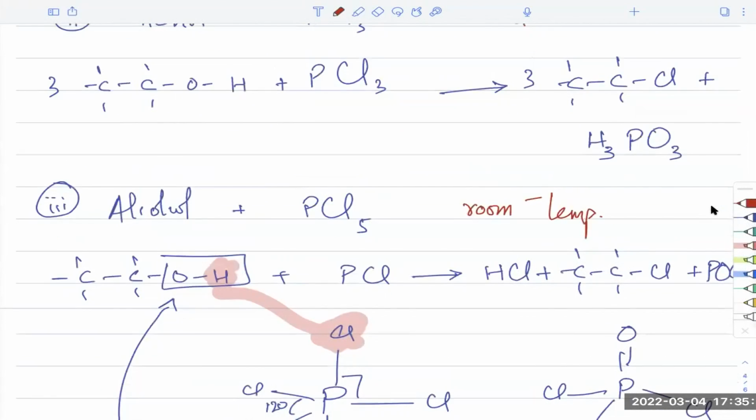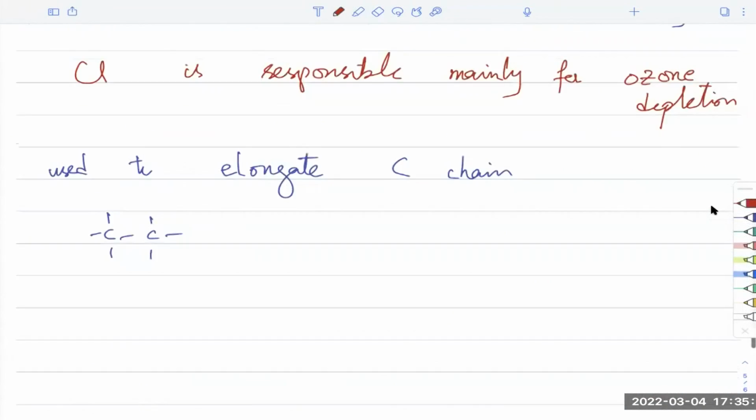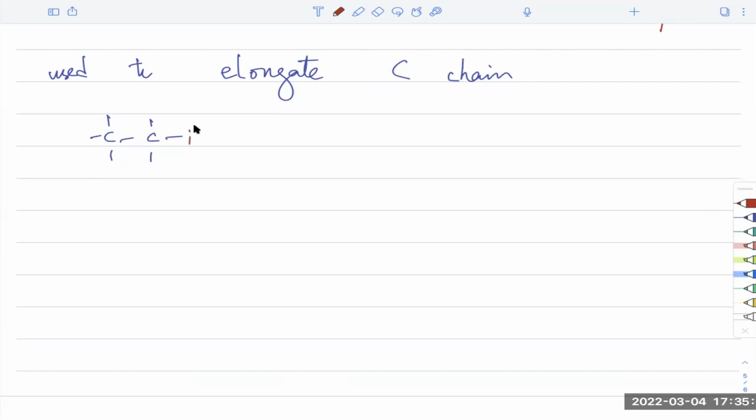We have these 4 different methods of converting an alcohol to halogen alkane. अब मेरे पास halogen alkane बन गया. Let's suppose bromine है यहाँ पे. And now I want to elongate the carbon chain. I will react it with a compound with this ion in it, the cyanide ion.